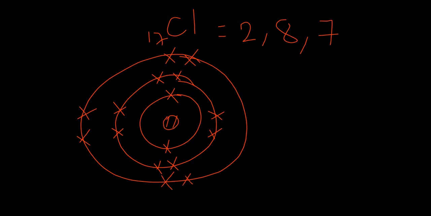Okay, so the focus should be on the last shell. And usually in ion formation, the focus should mainly be on the final shell, which we call the valence shell. The electrons in the last shell, we also call the valence electrons. So our focus is on the valence electrons. In the case of chlorine, the valence electrons are 7. So that's where you're going to focus.